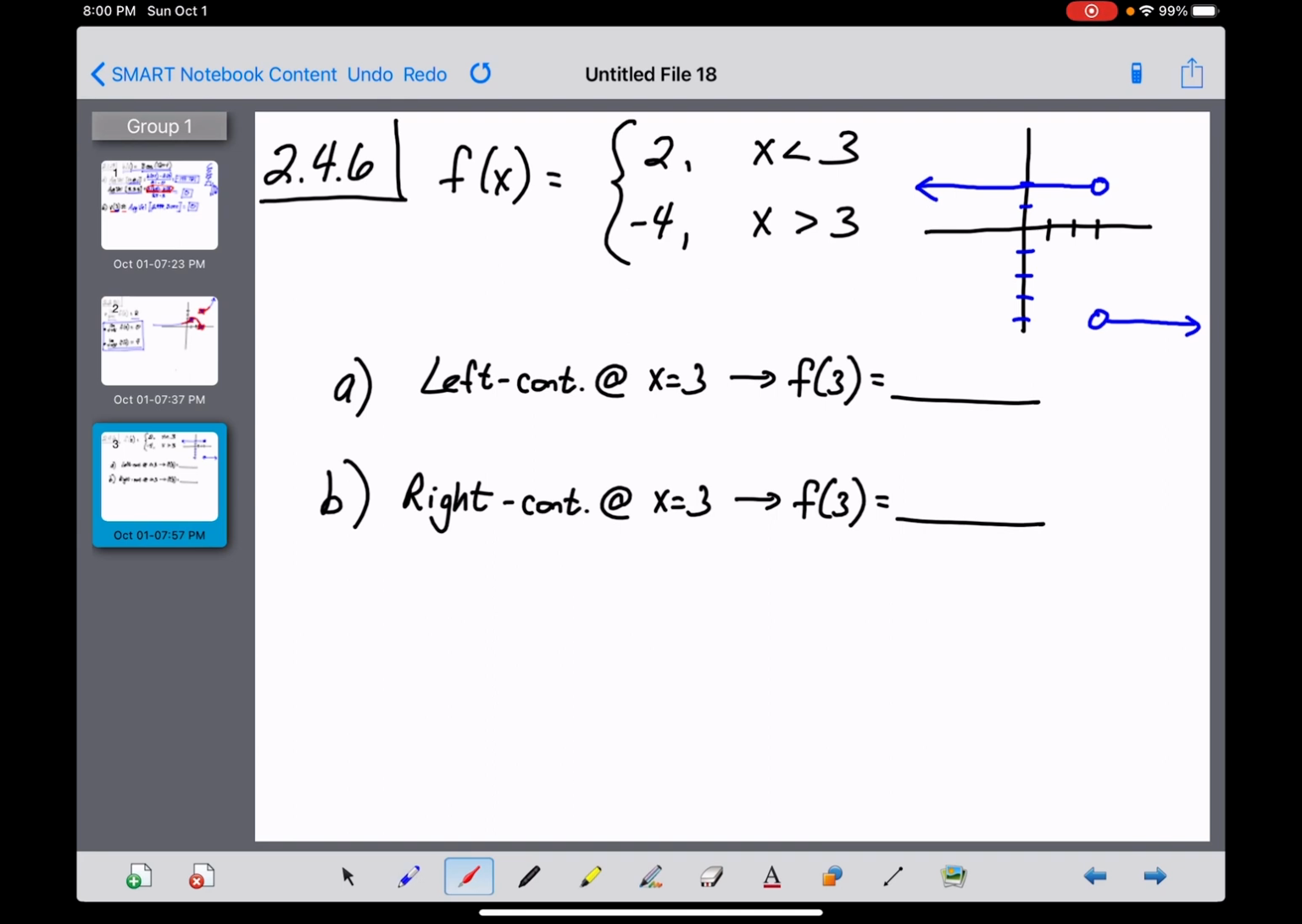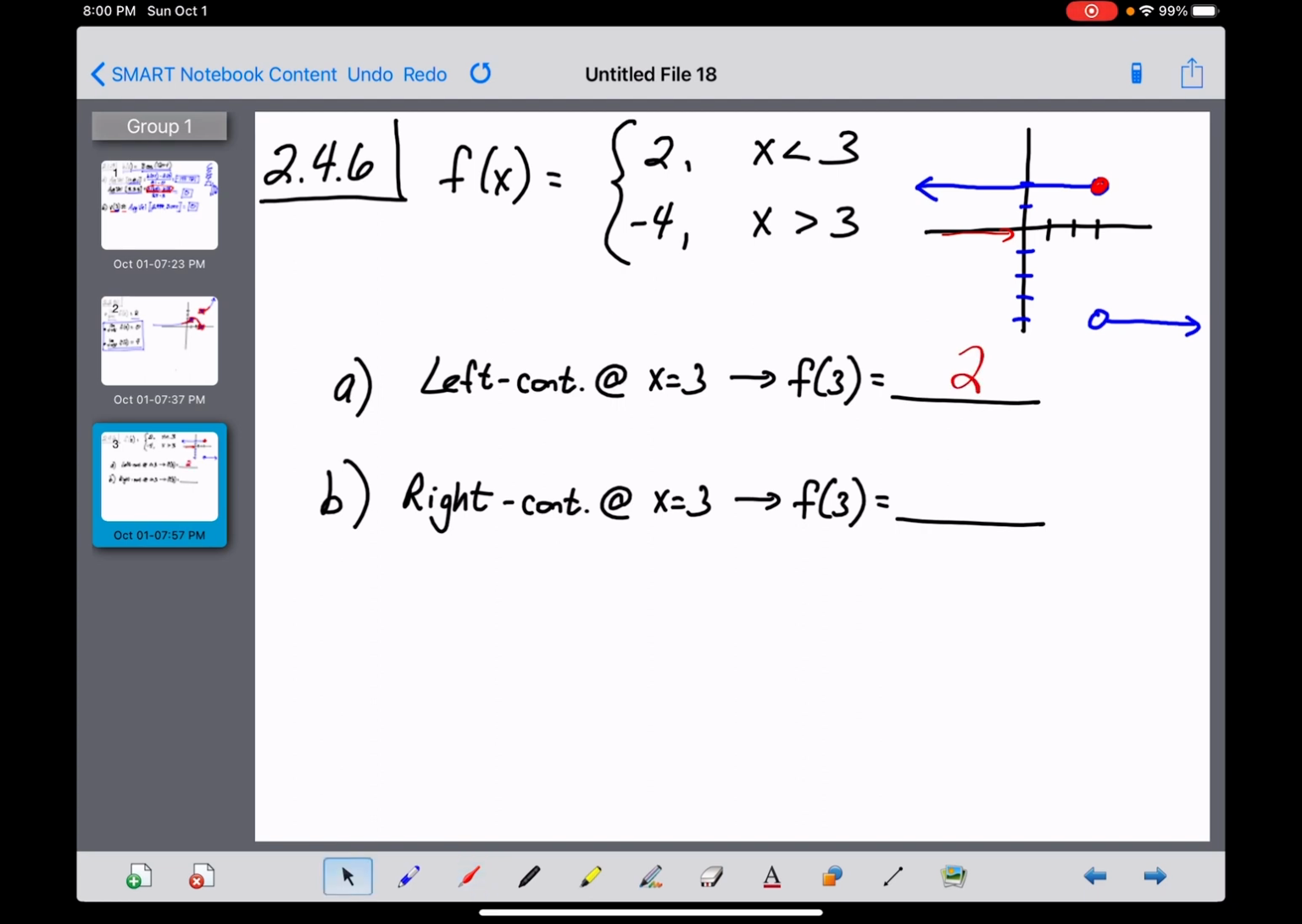Well, as we approach 3 from the left, we're here, guys, with a y value of 2, and we just keep moving closer and closer. We would actually fill in that particular dot right there. So in order for this thing to be left continuous at 3, f of 3 would have to equal 2.